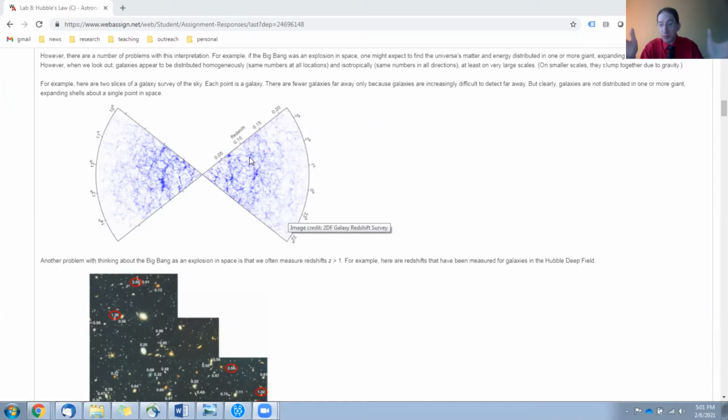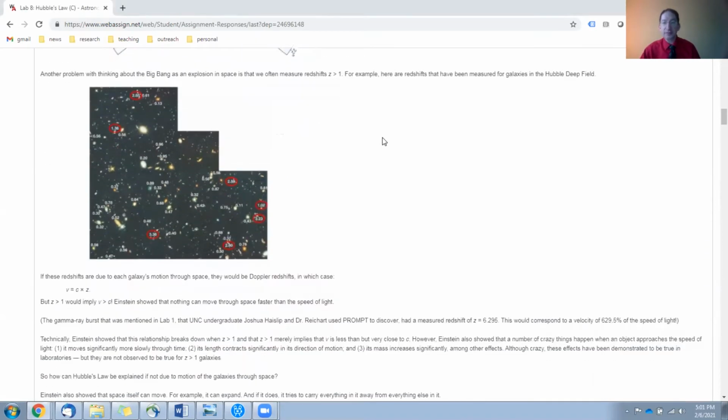However, what we don't see in this plot is a single large shell around some point in space, which is what you would expect if the Big Bang was an explosion of material from a single point in space. Let's consider another reason why this can't be an explosion in space.